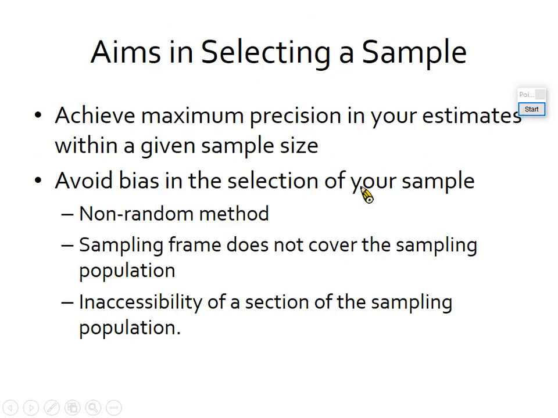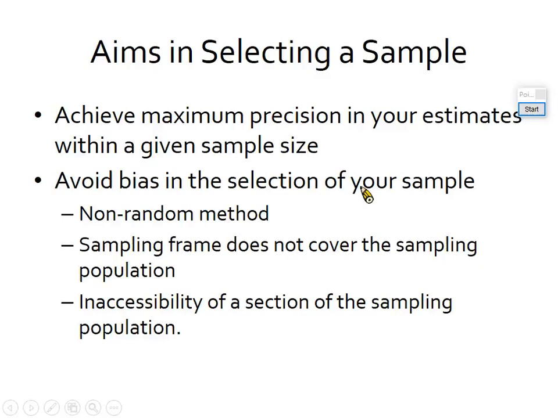Next. So we try to select the sample, right? Basically, we use the sample statistics to estimate population parameters. So how can we assure our estimation is as accurate as possible? So that is our goal. We have to make sure that the selection is as close as possible, right?